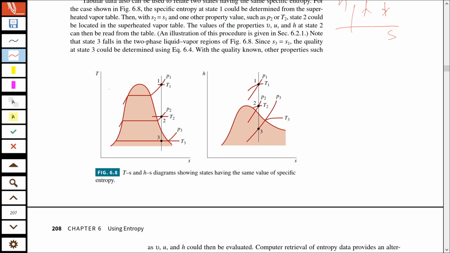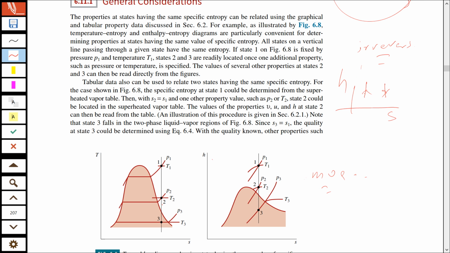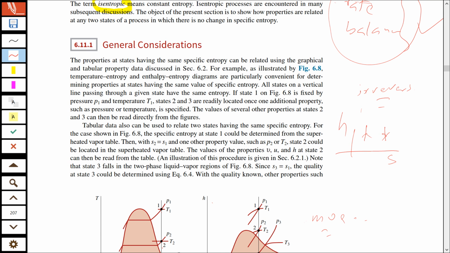So you look at the TS diagram, 1 to 2 isentropic, 2 to 3 isentropic, and similarly for the HS diagram. I think there was a name for the HS diagram as well, something that started with MO, I think. I don't remember the exact name, but it was something familiar. Okay, I forgot the name.